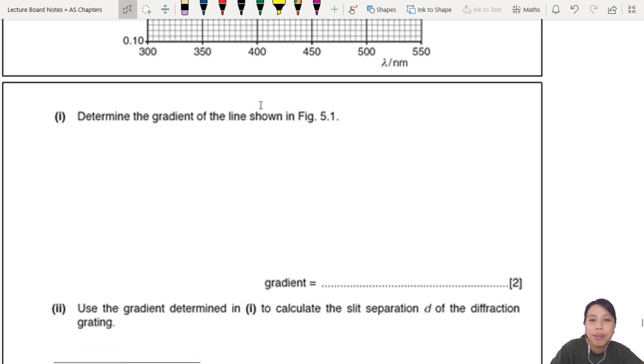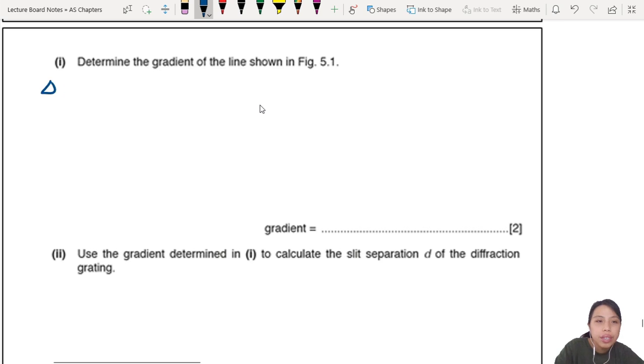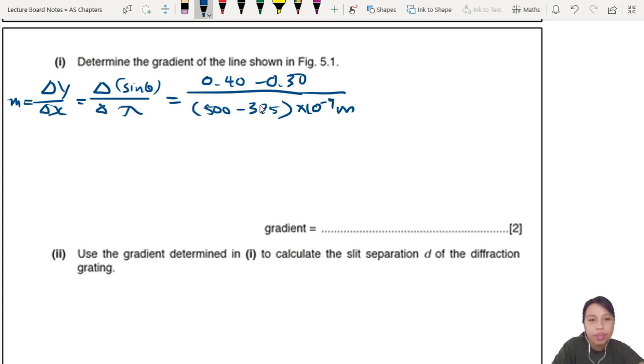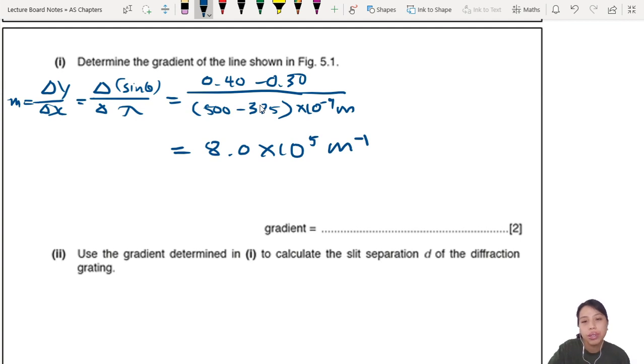Gradient triangle, you should do this in lab many times, you should know how to do already. So gradient is delta y over delta x. Also we call gradient m, by the way. This will be delta sine theta over delta lambda, because that's our x-axis. So sine theta will be the values that I chose. You can choose another one, it's up to you. Okay, 500 minus 375 nanometer. I should probably change this to meters too. So what's my gradient? I calculate everything, I should get 8.0 times 10 to the 5 meter inverse. This is my gradient.